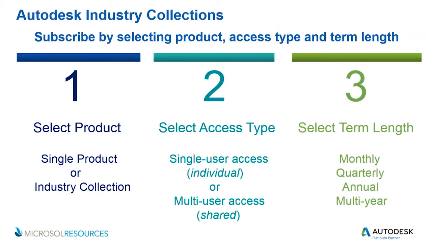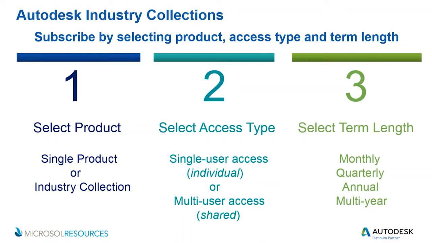How you get an Autodesk Industry Collection is just the same way you would get any Autodesk subscription offering. You start by selecting your product, whether you want an Autodesk Industry Collection or if you happen to want a single point product, and then you select your access type, whether you prefer the single user, which is the individual, or the multi-user, which is the shared access type, and then you move into your term length. You decide whether you would like a term length as short as monthly or quarterly, or if you would like to go with the annual or the multi-year term.